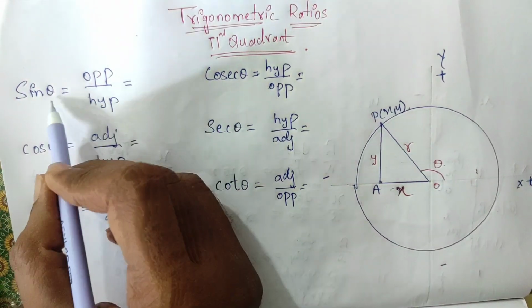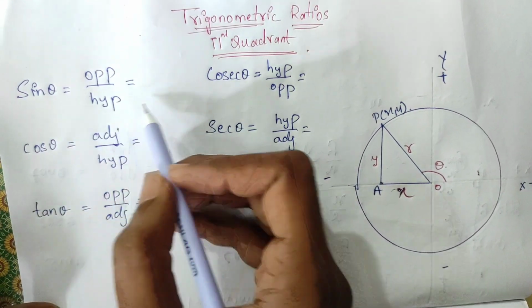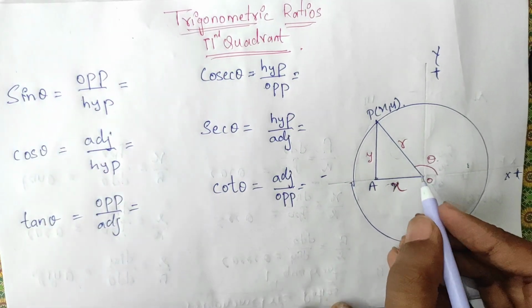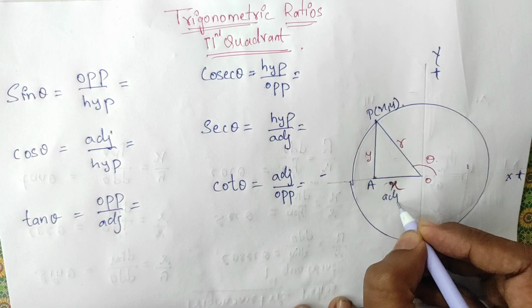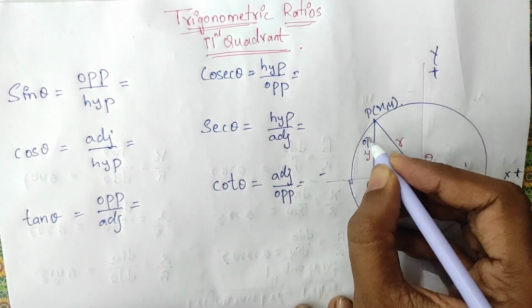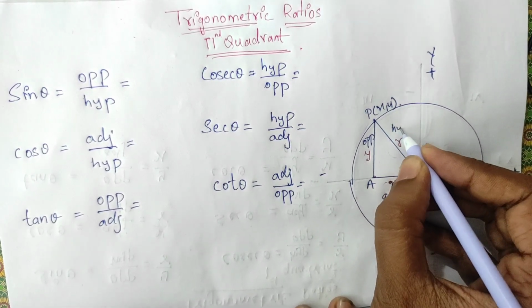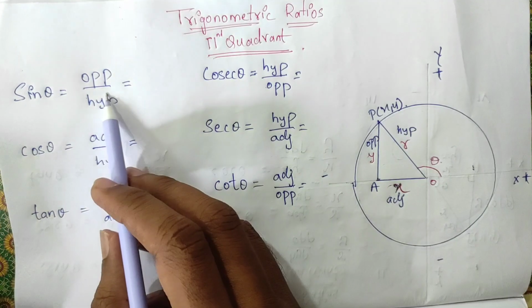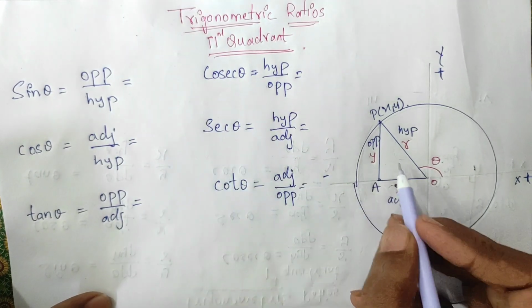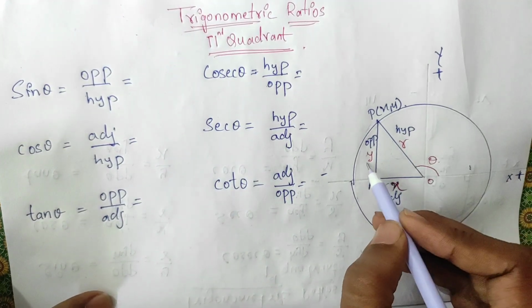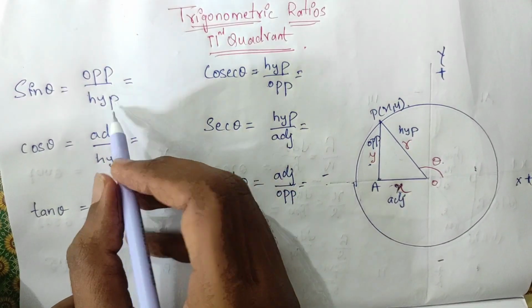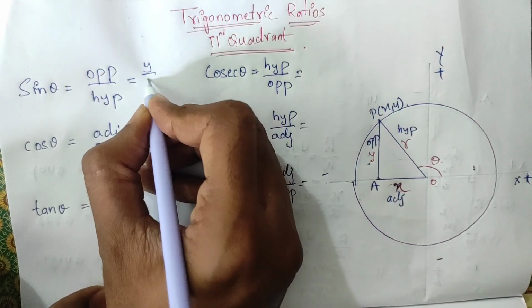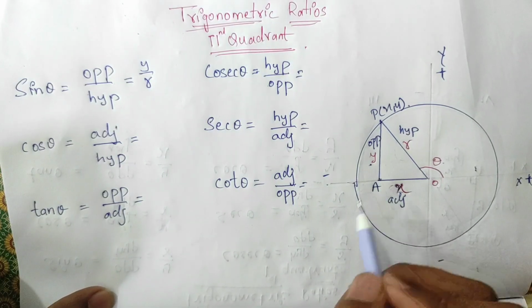Now let us talk about sin theta. It is opposite by hypotenuse. So what is the opposite side? Let us consider, this is our theta, and again this is our adjacent side. This is our opposite side and this is our hypotenuse. Now the opposite side is nothing but y, and we know that in the second quadrant y is positive and x is negative. So sin theta is y by r, where y is positive and x is negative.